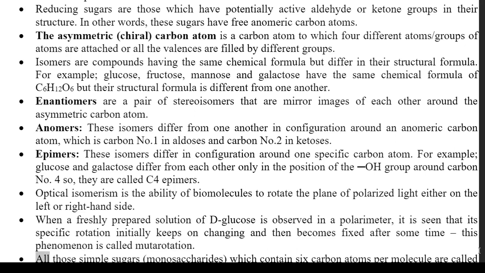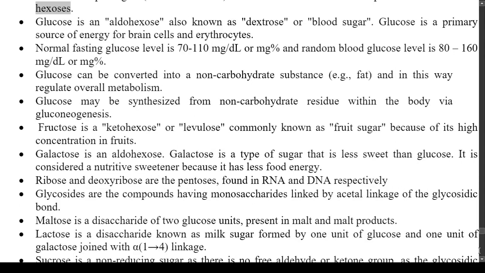All those simple sugars, monosaccharides, which contain 6 carbon atoms per molecule are called hexoses. Glucose is an aldohexose, also known as dextrose or blood sugar. Glucose is a primary source of energy for brain cells and erythrocytes.